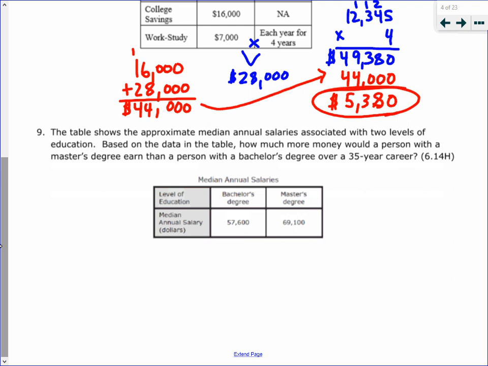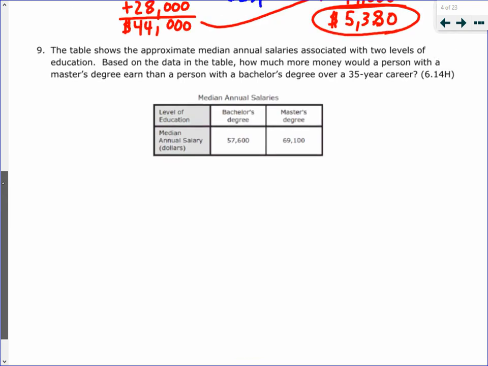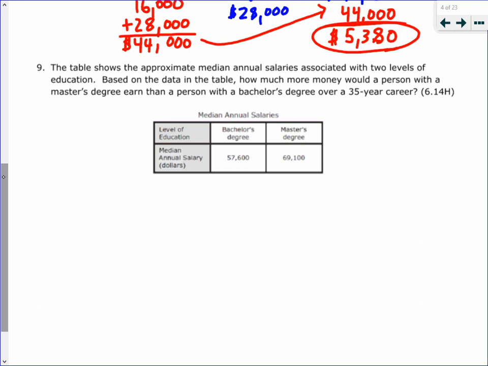All right, number 9. Very similar problem. The table shows the approximate median annual salaries associated with the 2 levels of education. Based on the data in the table, how much more money, so subtract, how much more would a person with a master's degree earn than a person with a bachelor's degree over a 35-year career? So there's 2 ways you can do this. You can find how much they'd make in 35 years for both of them, or you can just subtract for 1 year, and that'll be for 1 year, which is the way I would do it. It's a lot easier. And then multiply that by 35.